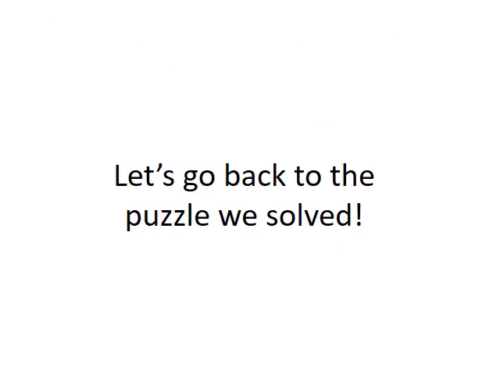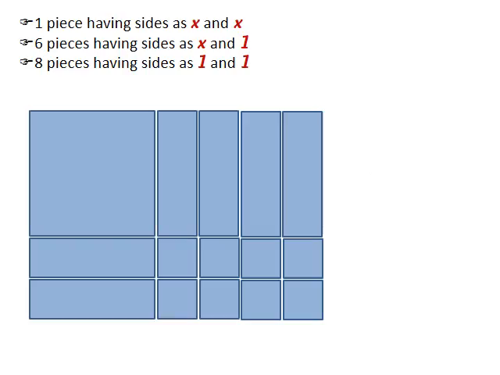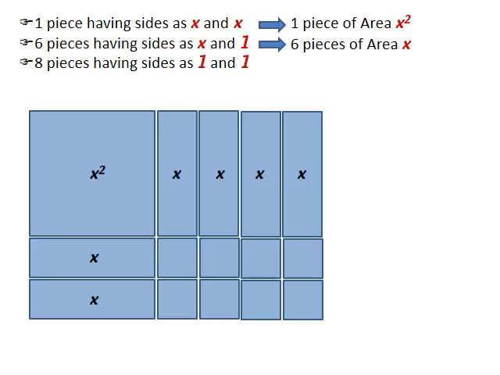So now let's go back to the puzzle we solved. We said then that the puzzle we solved would help give us the factors of a quadratic expression. Let's find out. We had taken one piece having sides x and x, so the area of that was x square. We had one piece of area x square, 6 pieces of area x, and 8 pieces of area 1. So what do you think is the total area of this big rectangle?